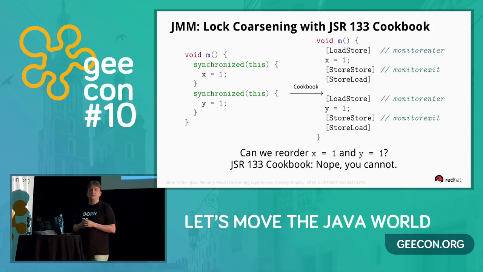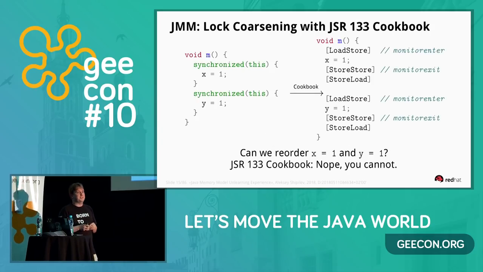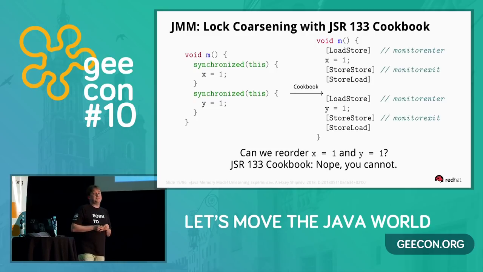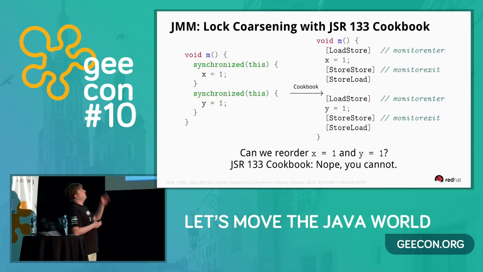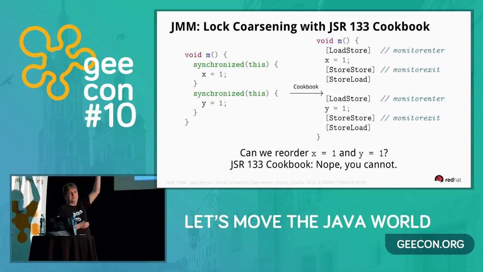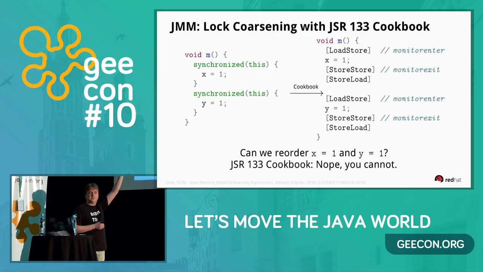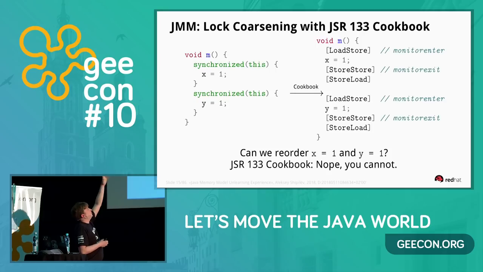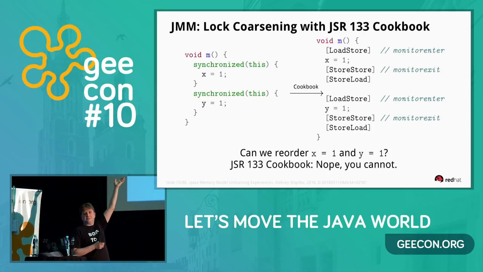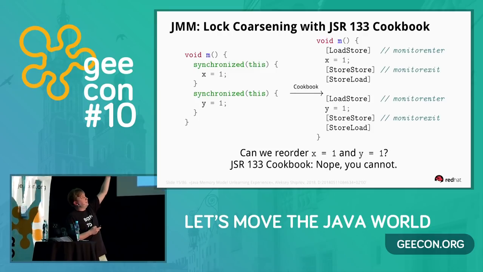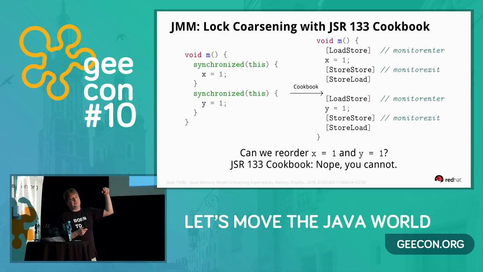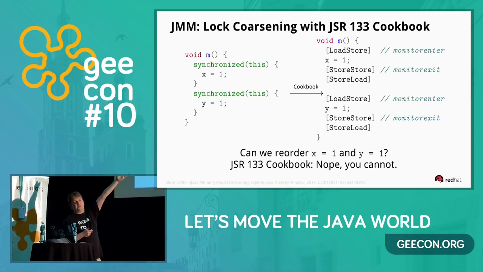And the golden example of where it fails to give you the results that are actually allowed is lock coarsening. Lock coarsening is an interesting optimization in HotSpot. It says, if you have these two smallish locks, you can actually merge them into one single lock. And after you merge it, you can probably do reordering within that synchronized block, because JMM apparently allows it. If you just translate this through the cookbook, it will say that before entering and exiting the lock, you have to put these barriers around your code.